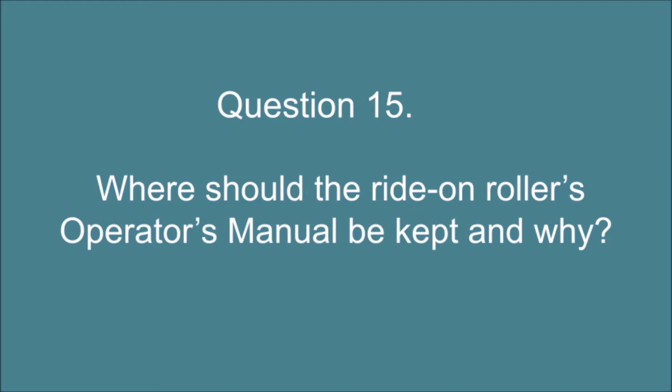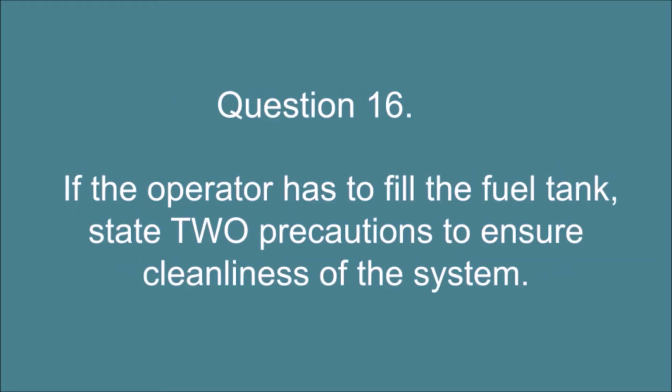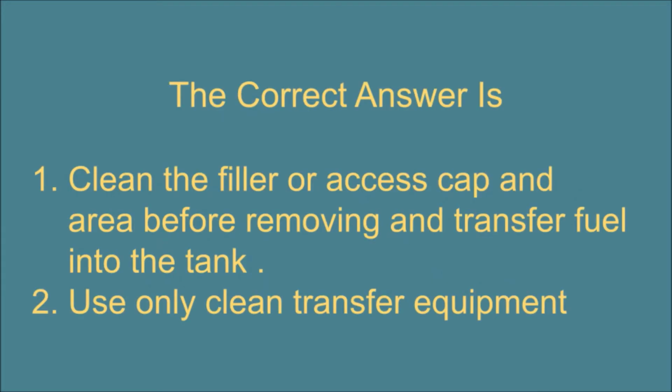Question 15. Where should the ride-on roller's operator's manual be kept and why? The correct answer is: the operator's manual should be kept inside the machine in a place where the operator has easy access. Question 16. If the operator has to fill the fuel tank, state 2 precautions to ensure cleanliness of the system. The correct answer is: 1. Clean the filler or access cap and area before removing and transfer fuel into the tank. 2. Use only clean transfer equipment.